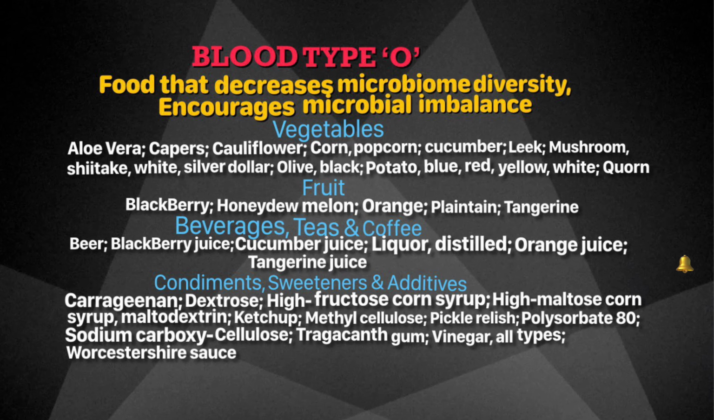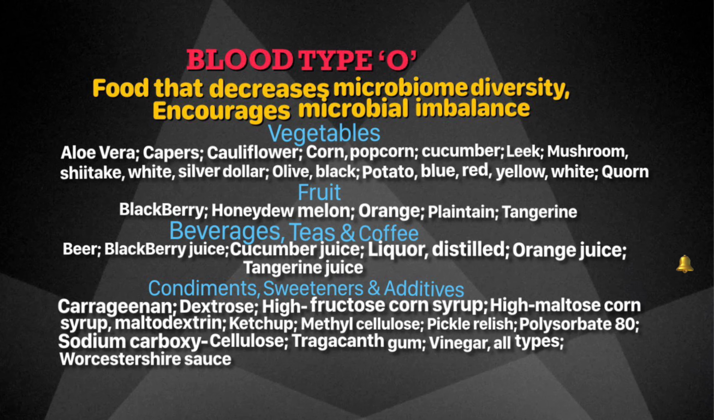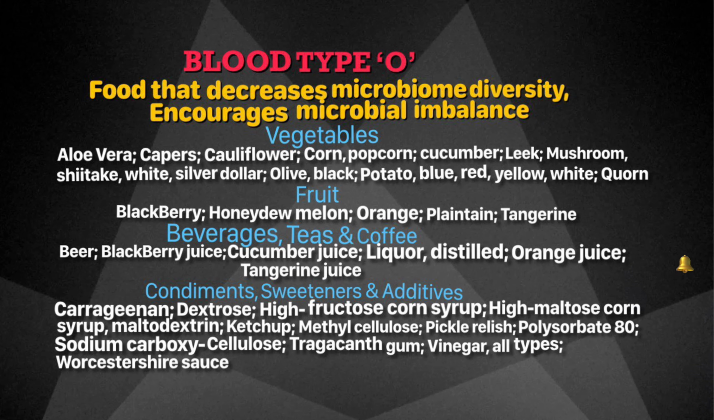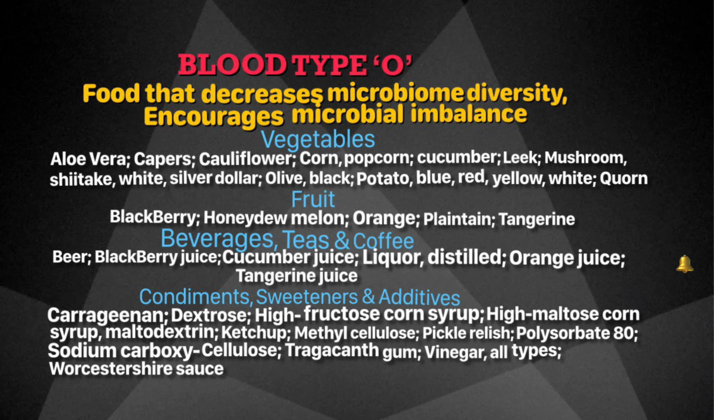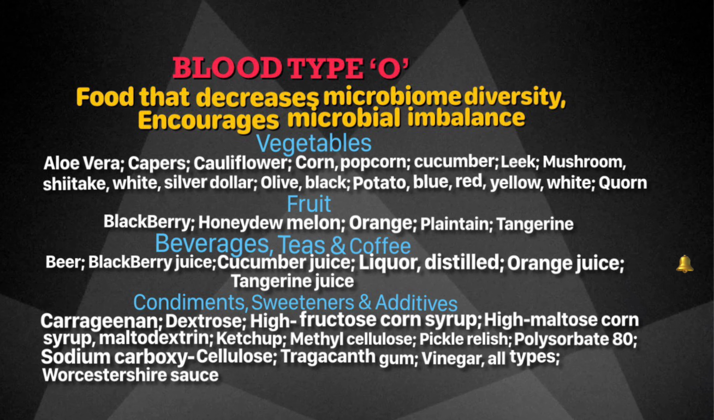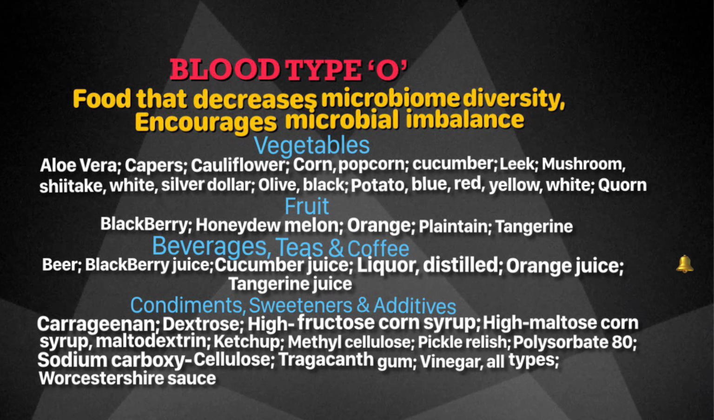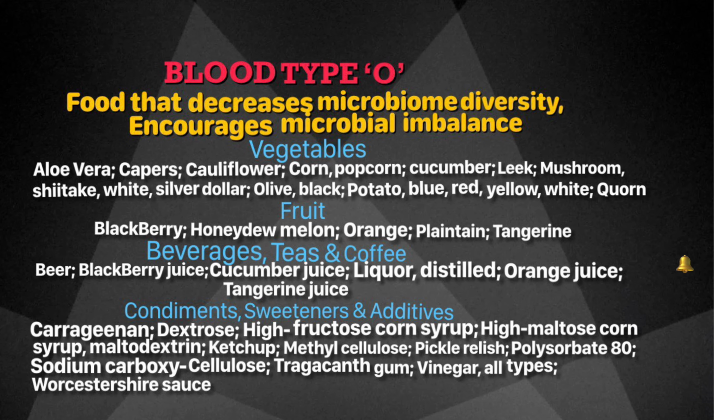Vegetables that decrease microbiome diversity and encourage microbial imbalance are aloe vera, capers, cauliflower, corn, popcorn, cucumber, leek, mushroom, shiitake, white, silver dollar, olive, black, potato, blue, red, yellow, white, corn.